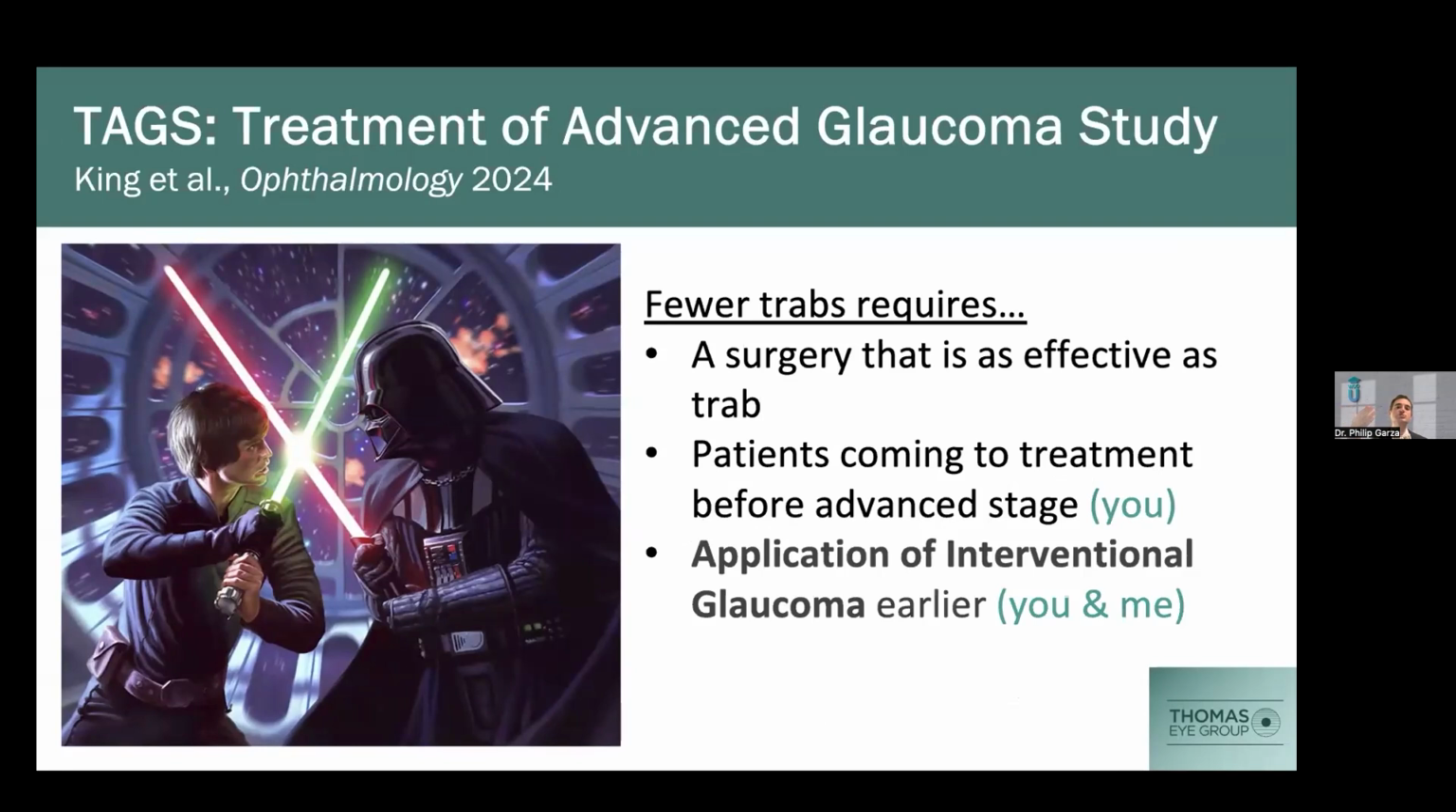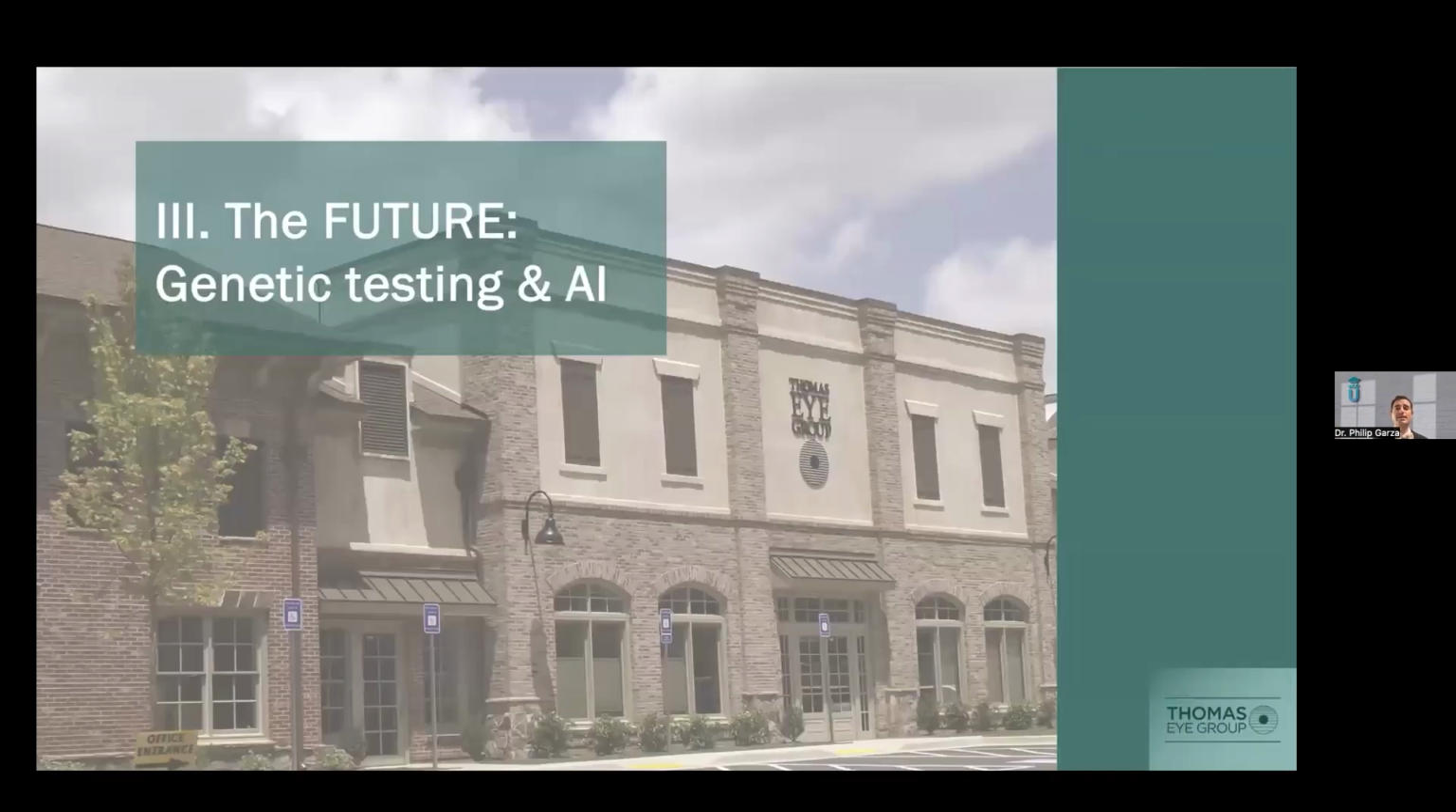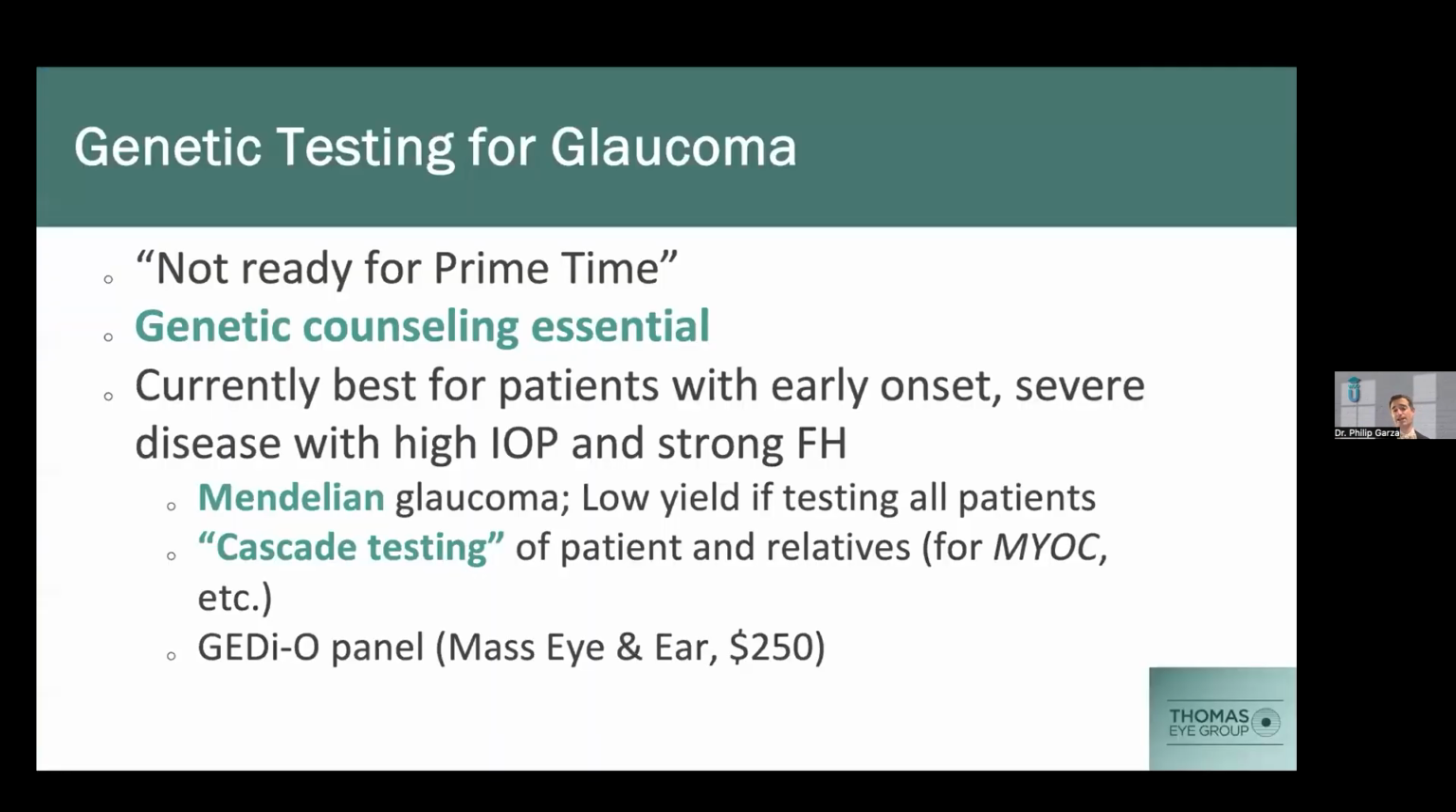And then we need to apply interventional glaucoma techniques earlier, things that take intervention out of the patient's hands. And that's a component of you and me, making sure that they're getting to me, but that I'm actually doing the things that I'm preaching here, that I'm actually using interventions that provide better stability for the patient. And we're going to wrap up with what I think is the future, which is genetic testing and AI in the glaucoma space, starting with genetic testing.